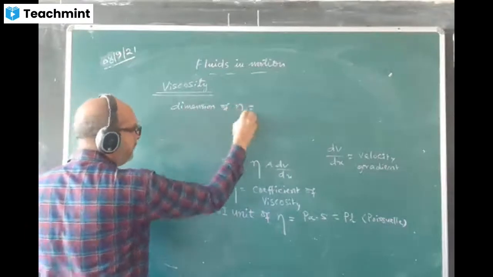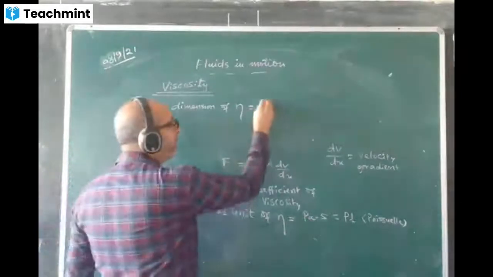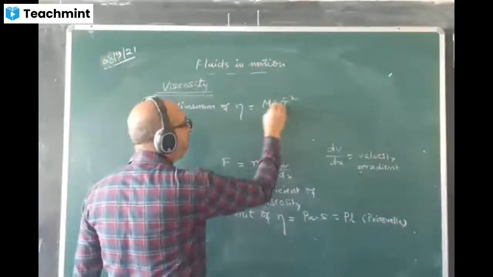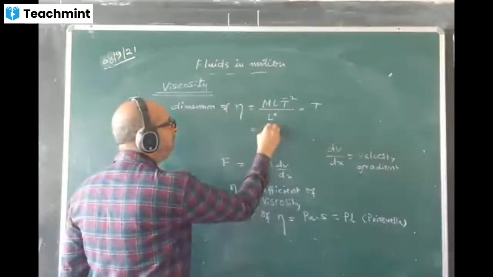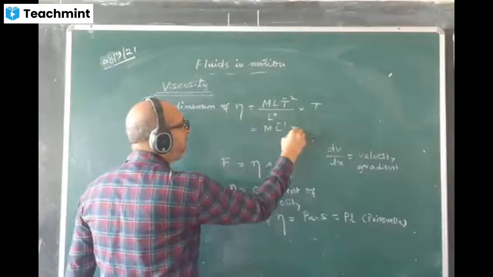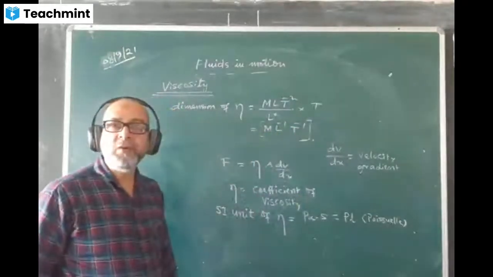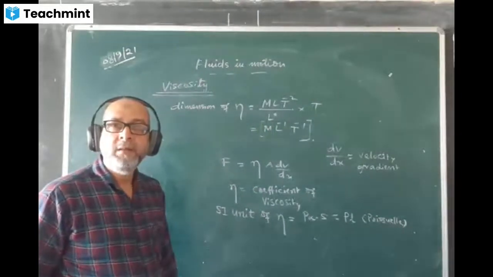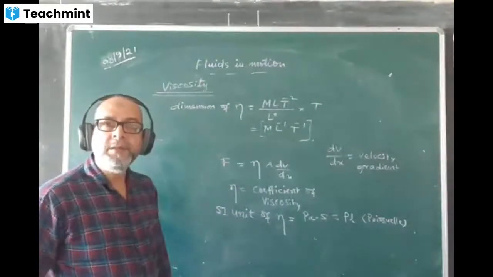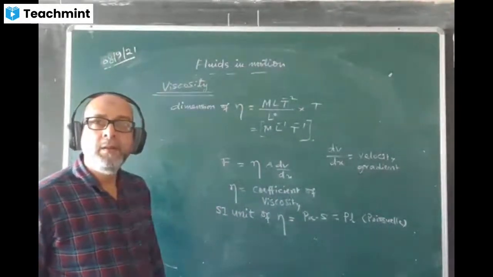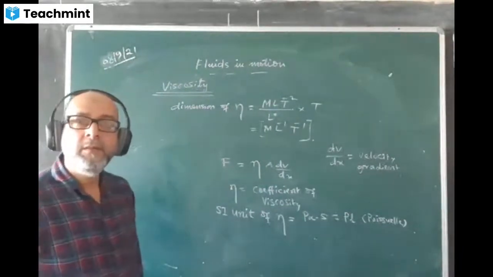Dimension of eta. From here you can find, Pascal is what? Force upon area. What is the dimension of Pascal? Force is MLT minus 2, area is L squared, and second is time. So your answer will become ML minus 1 T minus 1. This is the dimension of the coefficient of viscosity, eta. This has got a unit as well as a dimension. So please copy.